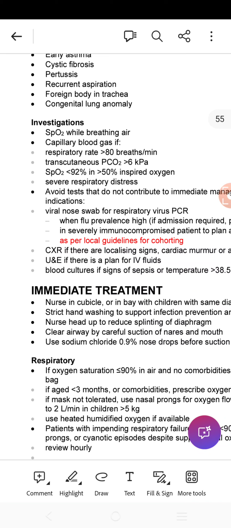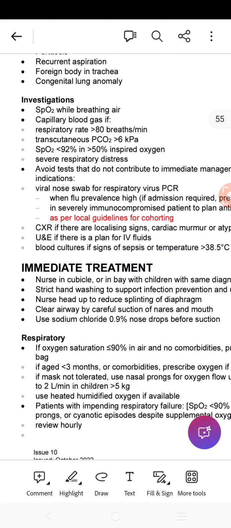So what are the complications of this condition? The complications may be secondary bacterial infection, or the most important is bronchiolitis obliterans, which is very rare but very dangerous. Other than this, it can lead to sepsis. It is more dangerous in a child under 6 months of age, and it can lead to apnea. So these are some complications.